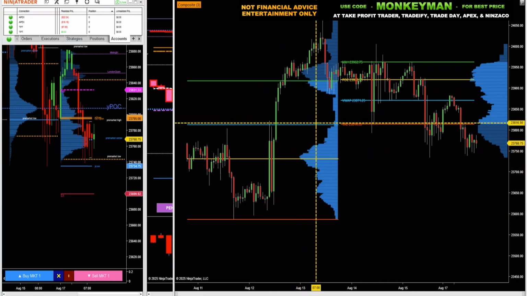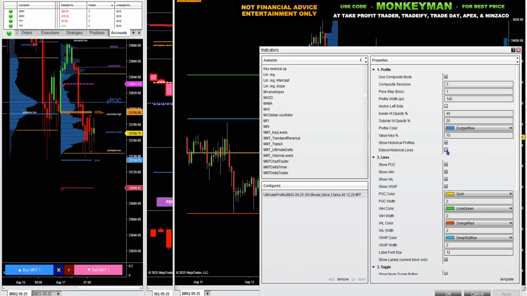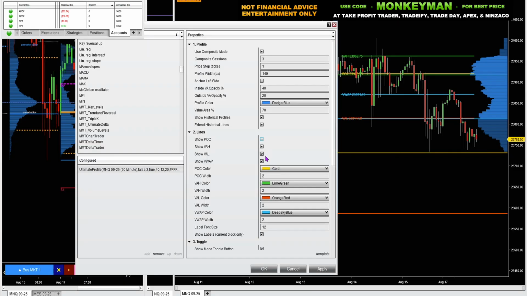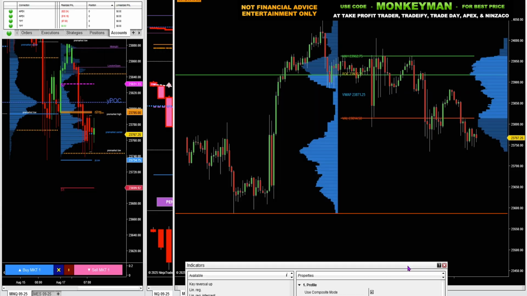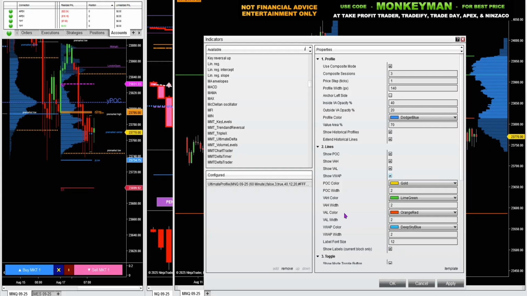I've also got a feature on here where you can extend all the historical lines loaded on your chart. So if I click on extend historical lines, now any of the prior sessions volume profiles that were loaded, all the lines get extended to the right, which could get pretty crazy if you have a bunch of profiles loaded. But you can turn on or off each line here. So if I just want to see value area high and value area low, I can see all the value area highs and value area lows for any sessions loaded, and they'll all be extended to the right here. I can turn the line labels on or off.